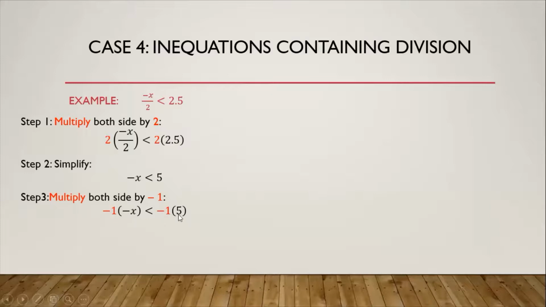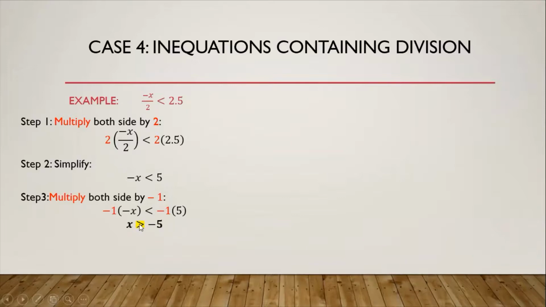But there is a very important concept that you need to remember. Whenever you multiply by a negative number or you divide by a negative number, it means that you should switch the side or flip it. So if the sign was less than, it is going to become greater than. If the sign was greater than, it is going to become less than. If the sign was greater than or equal to, the sign is going to become less than or equal to, right? So in this case, after multiplying by negative 1, our solution would be x is greater than negative 5.